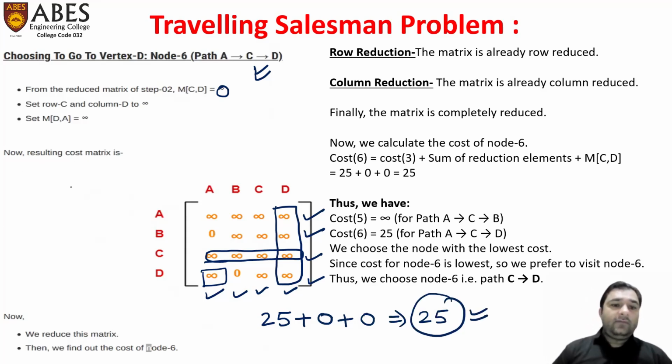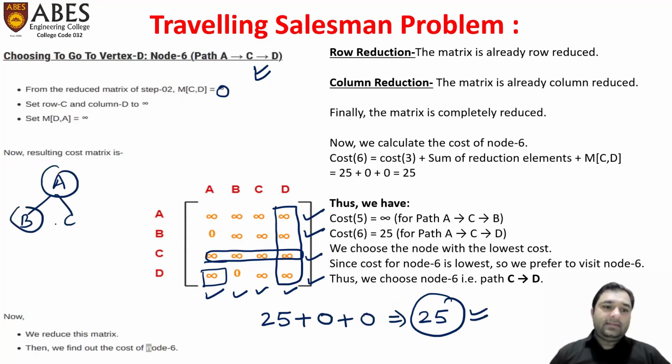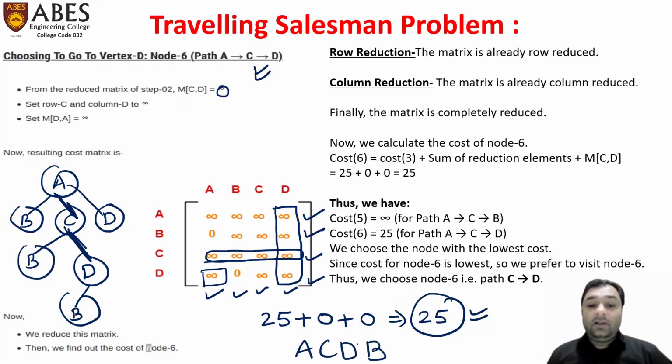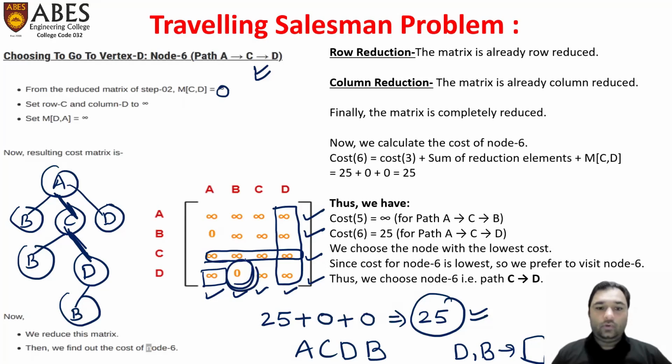As of now, we have A, then B, C, D. Then going through this path, we had B and then D. Now we are at this path, and now D goes to B. Next will be A, C, D, B. And in this we will have the D comma B cost. What is the D comma B cost? D comma B is 0.